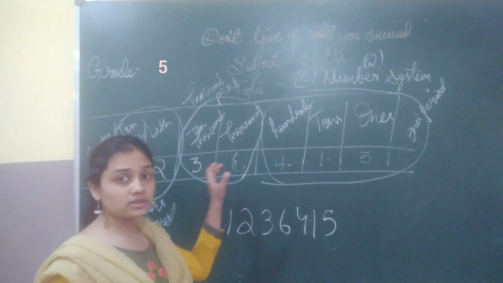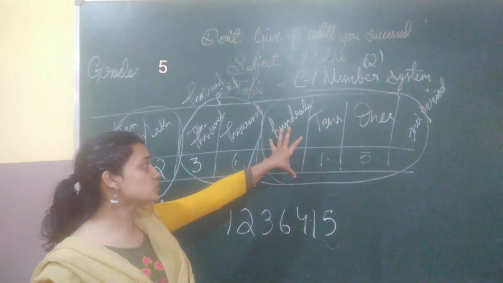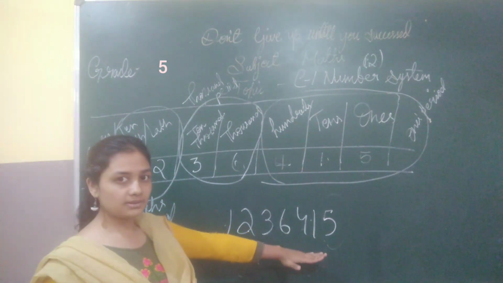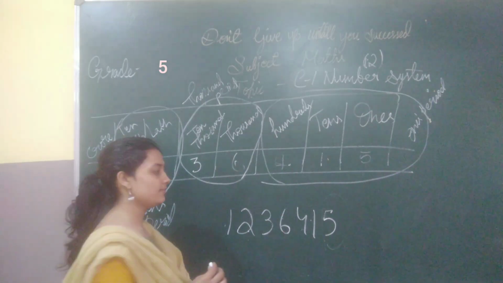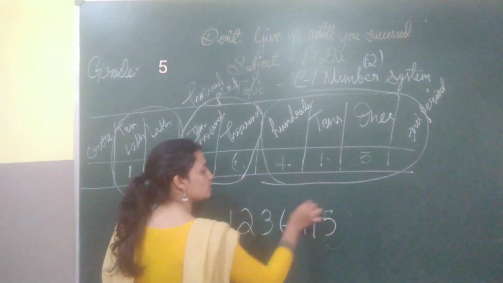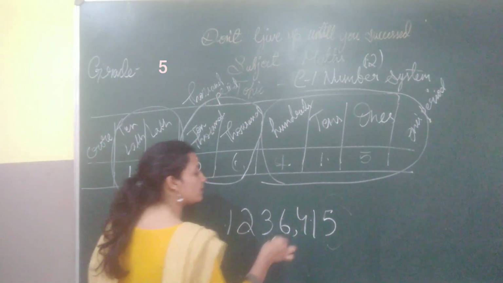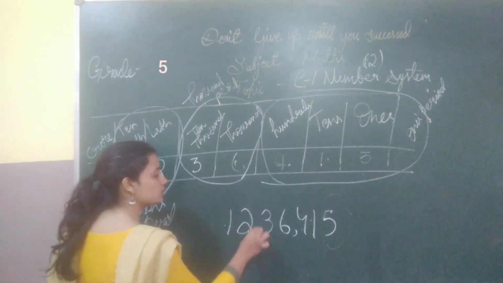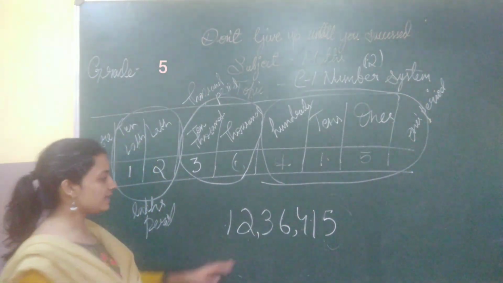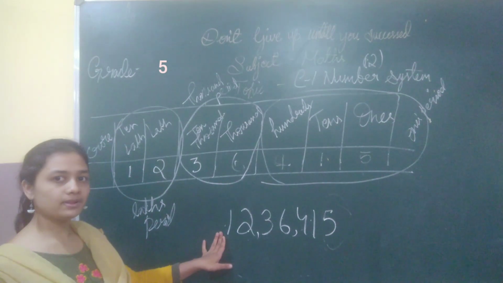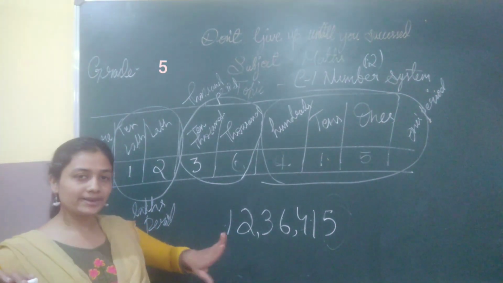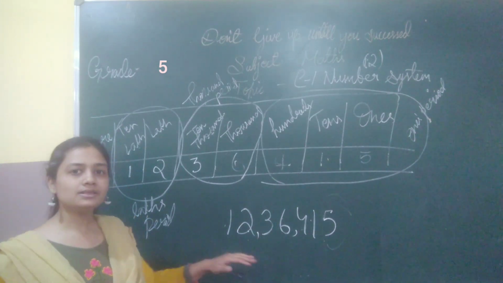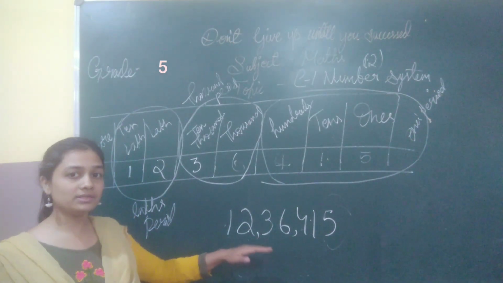Why did I teach you this grouping? Each group should be separated with a comma. So, first 3 numbers is one group, right? So, you have to put a comma here. Next 2 is one group, so put a comma. And next 2 is a group, but you don't have any number here, so no need of putting a comma. So, each group should be separated with a comma like this. This is how you place a comma in a given number.